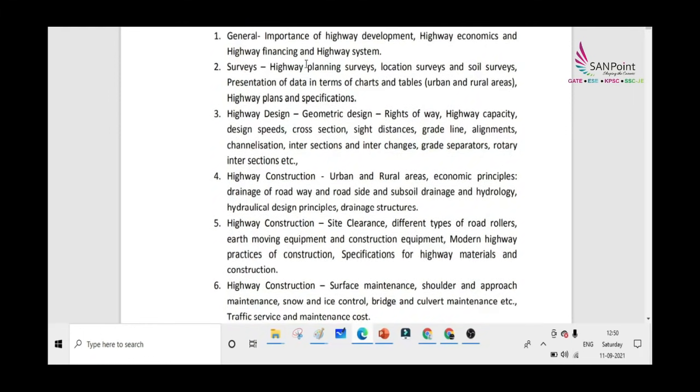So first, in roads, from the very first topic of your subject, that is importance of highway development with respect to any other modes of transportation. You have learned that: highway economics, finance, everything in that first chapter.